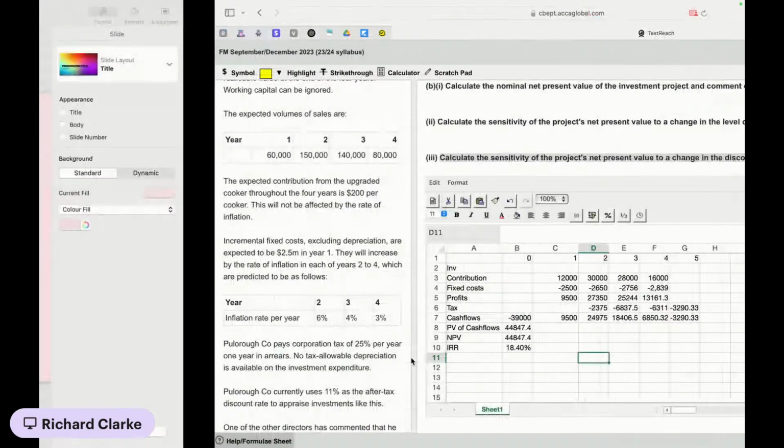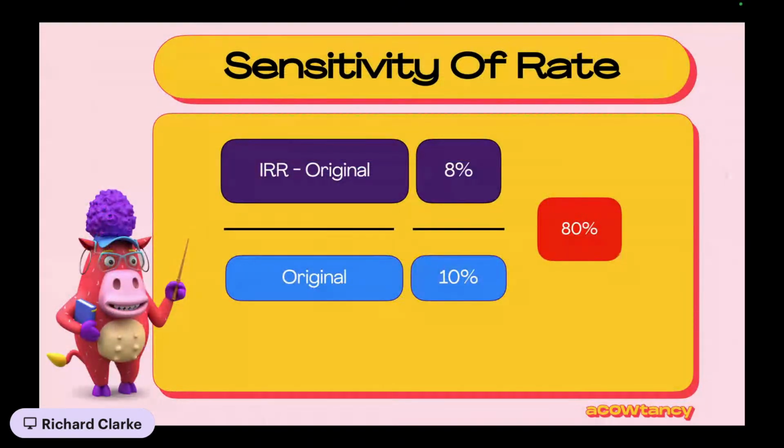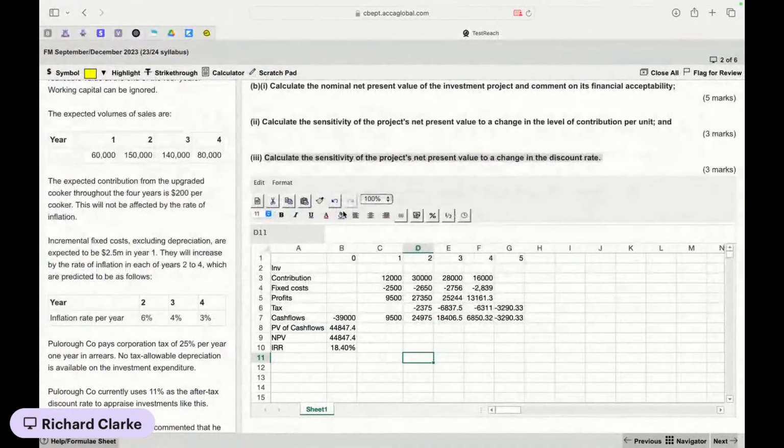So if you remember, what I want is the IRR less the original, divided by the original. The IRR, 0.18, minus the original 0.11, 11%. Put those in brackets, because that's the change. And then what do you divide it by? The original 0.11. And you turn that into a percentage. And that's the sensitivity of the rate. If the rate changed by that much, we'd be in trouble, because NPV would be 0.